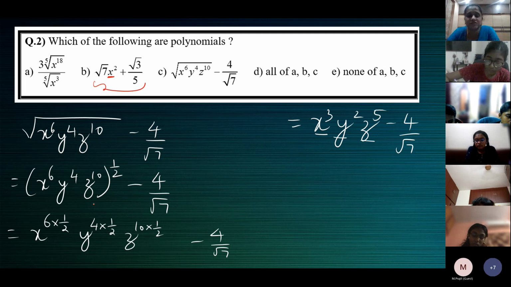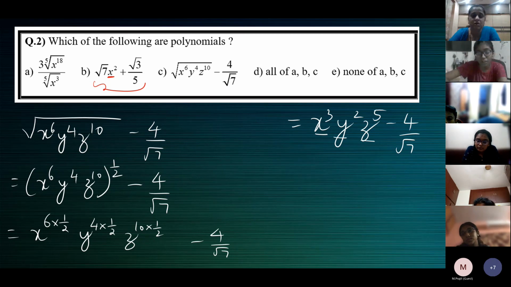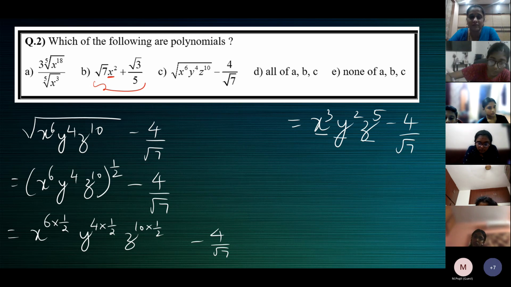So now what is the answer? Which is the correct answer? D, all of A, B, C, ma'am. D, all of the options. A, B, C, all are algebraic expressions, and they're all polynomials. A on simplifying is a polynomial, B is a polynomial, C is also a polynomial, because everywhere the powers of the variables involved are whole numbers.